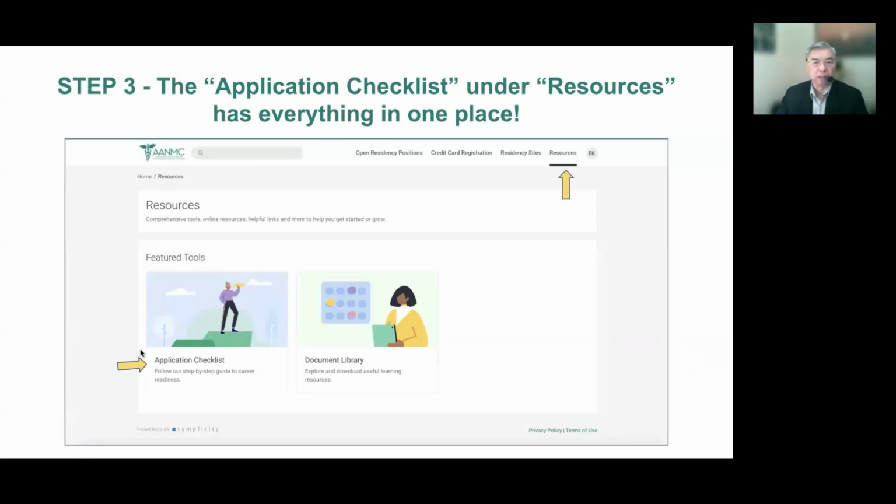So now that you have an account in the AANMC portal, the key thing you need to look at, as indicated by that arrow in the upper right-hand corner, is the resource link. If you click on that, it'll open to this portion. You'll have the application checklist and the document library. The application checklist is a way for you to make sure that you're following the steps appropriately and meeting the requirements based on the application timelines. The document library, of course, has a slew of good information that you'll need to complete an application for any of the individual sites you're interested in.